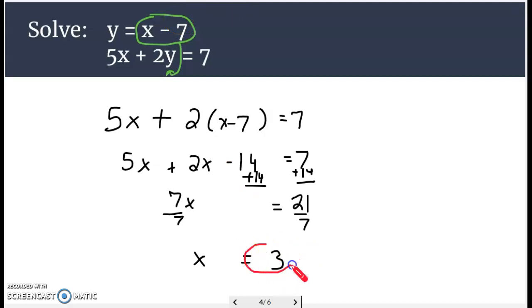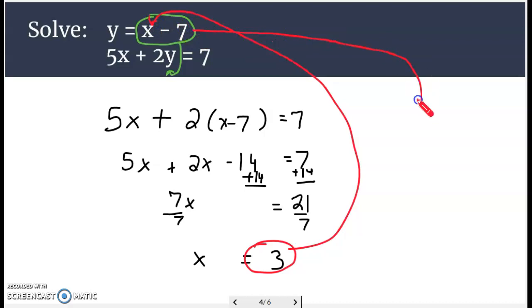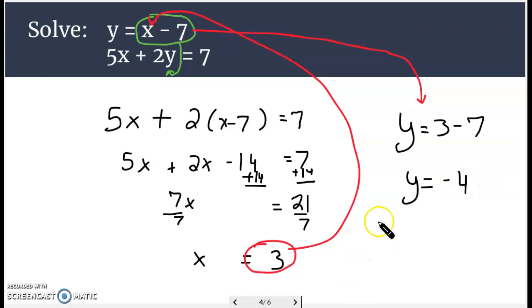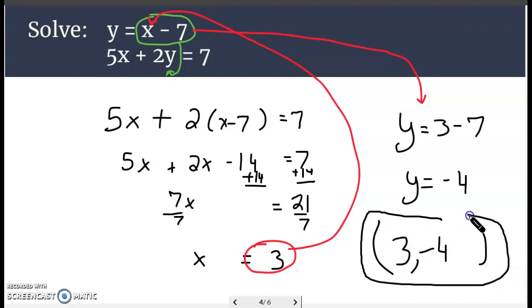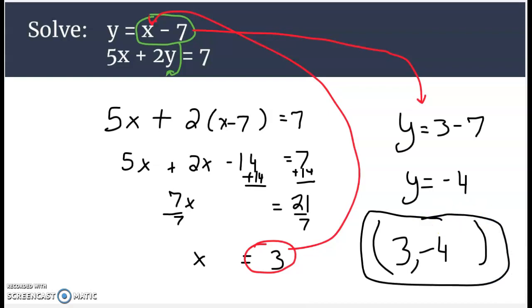I'm going to take the 3, substitute it back up here, show the work here. Y is equal to x minus 7, but I'm not going to use x. Nope, I'm going to use 3. 3 minus 7 is negative 4. Putting it together, the coordinates of the solution, 3 comma negative 4. If we were to graph these two linear equations, we would see the intersection happening at 3 comma negative 4. And you can certainly try that out on Desmos if you like.